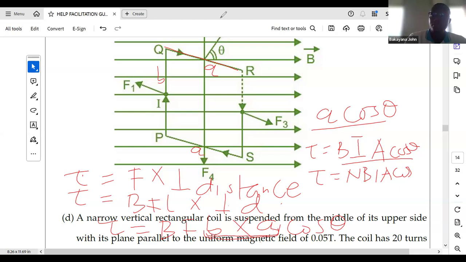Is that okay? N B cos theta. Sometimes they can rewrite it as N B cos theta. I say that you shouldn't just cram the cos theta. Always take into consideration where the angle is, whether it is between the field and the normal to the plane of the coil, or between the field and the plane of the coil itself.